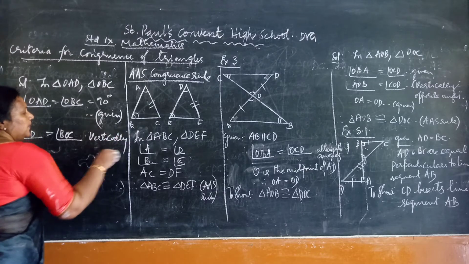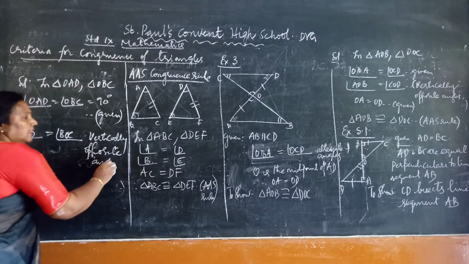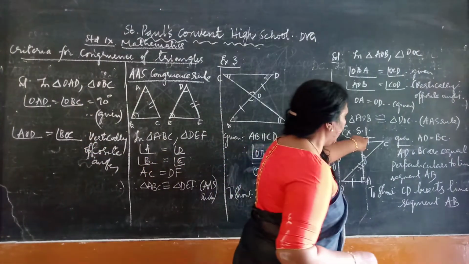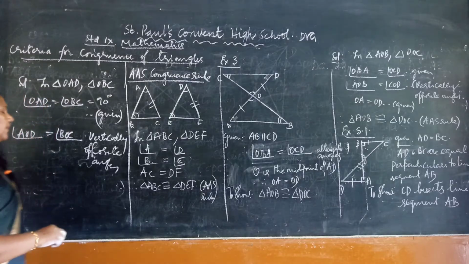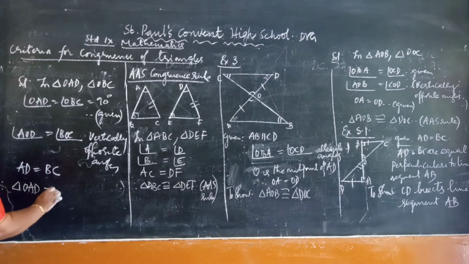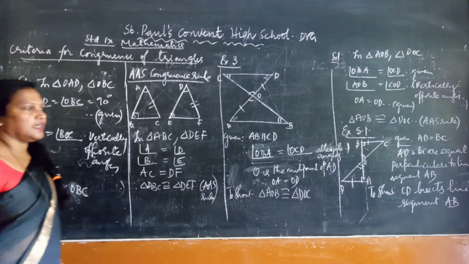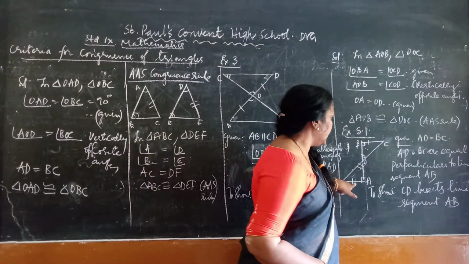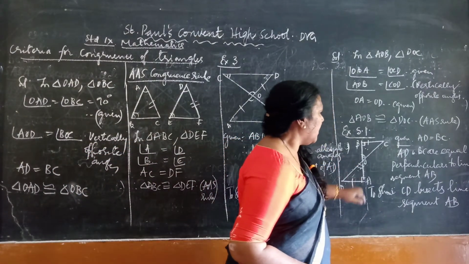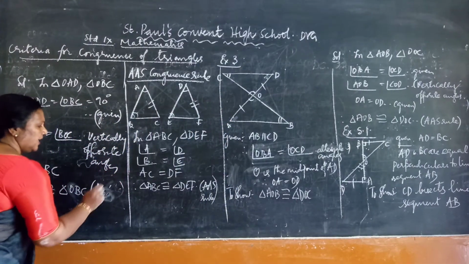Vertically opposite angles. Then it is already given that AD is equal to BC. Therefore, triangle OAD is congruent to triangle OBC. By which rule is that? Two angles and one side have been taken, so it is the ASA rule. Earlier I said the AAS rule.